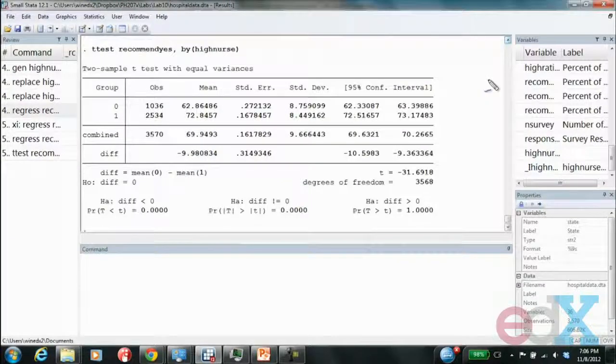And if I look at the output from this t-test, I find that the estimated mean when high nurse is equal to 0 is 62.9. When it's equal to 1, it's 72.8. And the difference is equal to negative 9.98, or it's equal to beta. So this is exactly what we saw in our regression model.